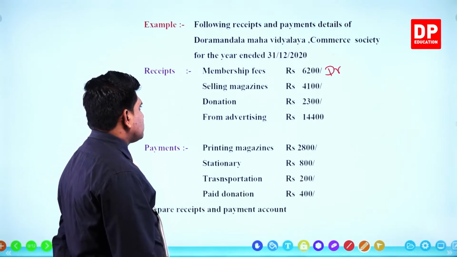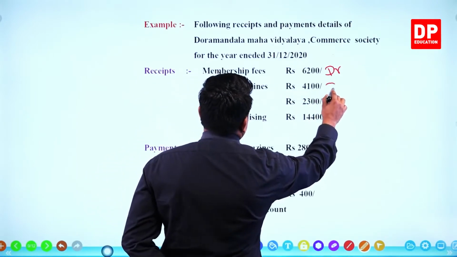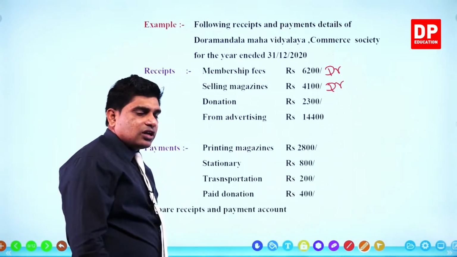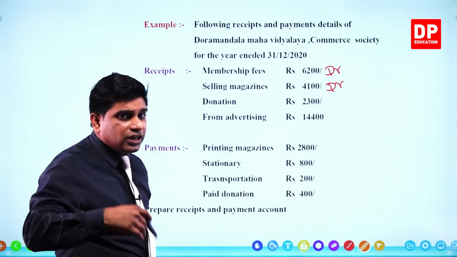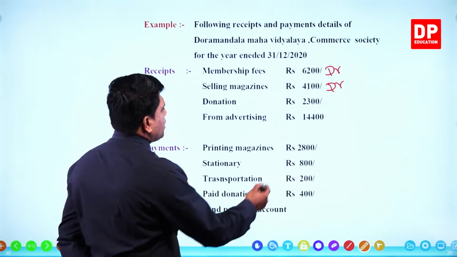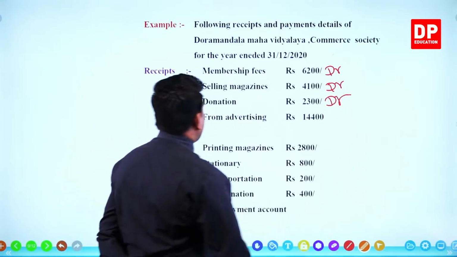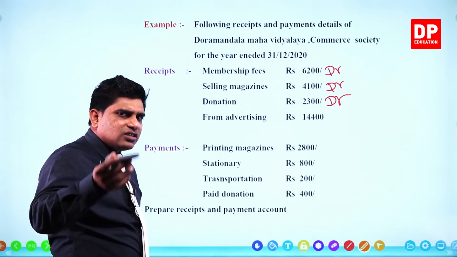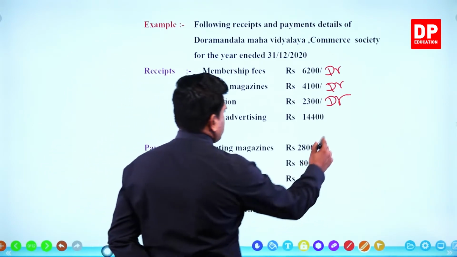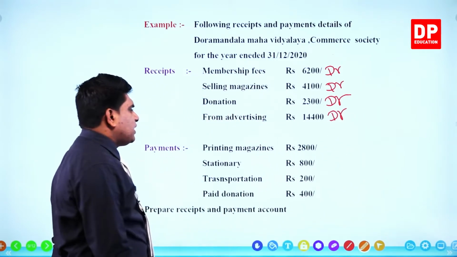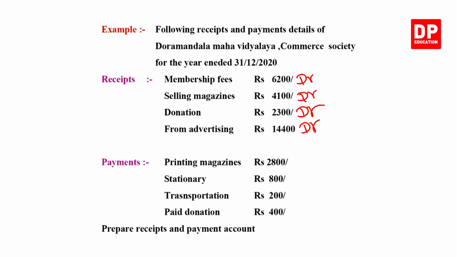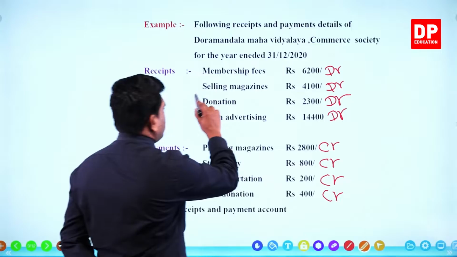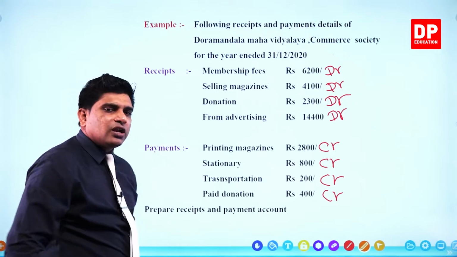Selling magazines. Receipts, no? All the receipts debit. Donation. Receipts of donation, right? Sometimes they will give paid donation. Then the money goes out, credit side. Donation received, debit. From advertising, we earn 14,400, debit. Now the next one. Printing magazines. We give money. Credit. Stationery. Credit. Transportation. Credit. Paid donation. Credit. I taught you before. Received donation, debit. Paid donation, credit. Prepare receipts and payment account.